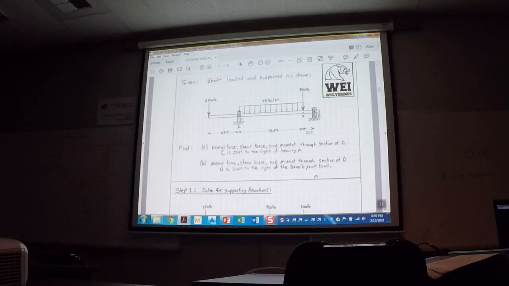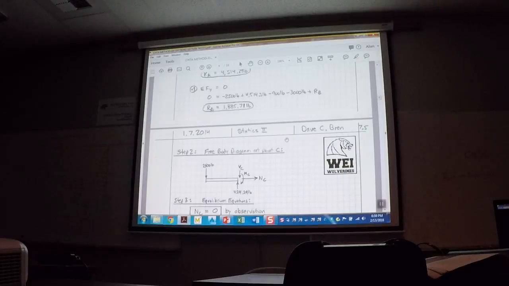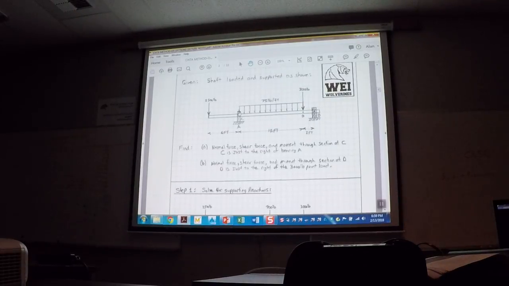Because they asked us, hey, what is the situation if you take a section at C? What's the situation if I take a section at D? What's happening to that material, that round axle? How much does it have to resist? So that's my part 2: I'm going to do a free body diagram at point C, because that's what they asked for. Hey, what's happening right here?